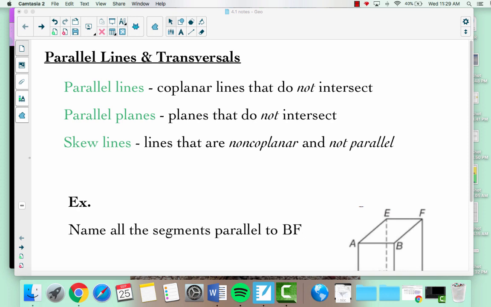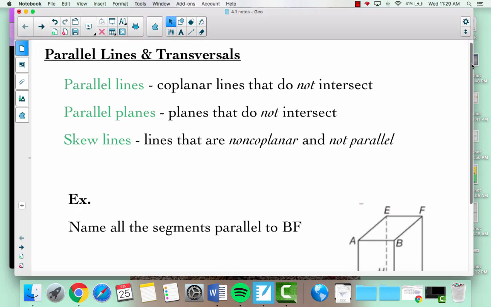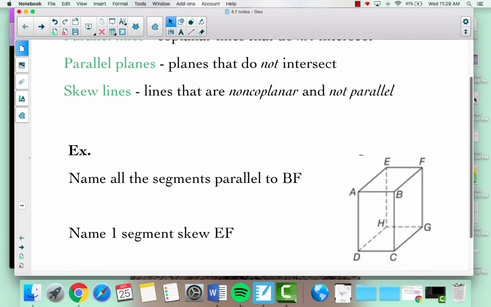Parallel planes, so the next vocab word, just means planes that do not intersect. And then the last one, which is probably the newest one, would be skew lines. Skew lines are lines that are non-coplanar, so not in the same plane, and not parallel. Okay, so two pieces to the definition of skew lines that you want to pay attention to. So we're going to go ahead and go through some examples identifying these new vocabulary terms, and then we'll get into some extra vocab in this section.